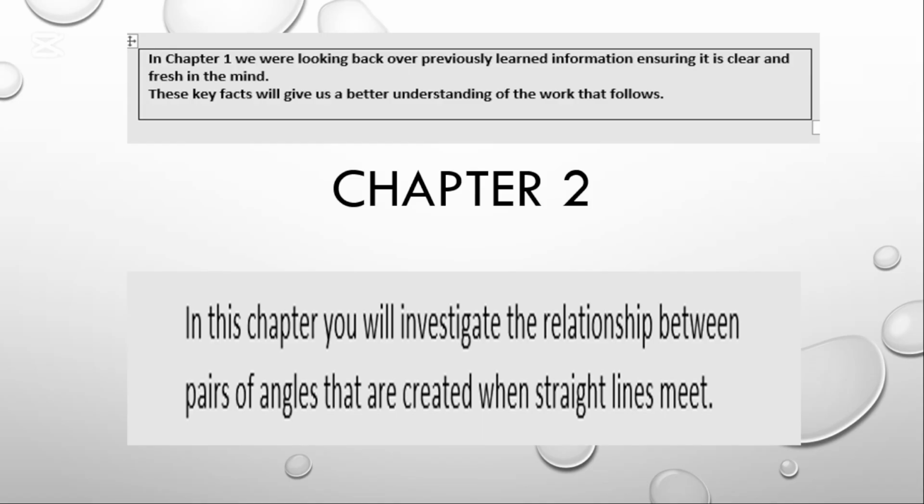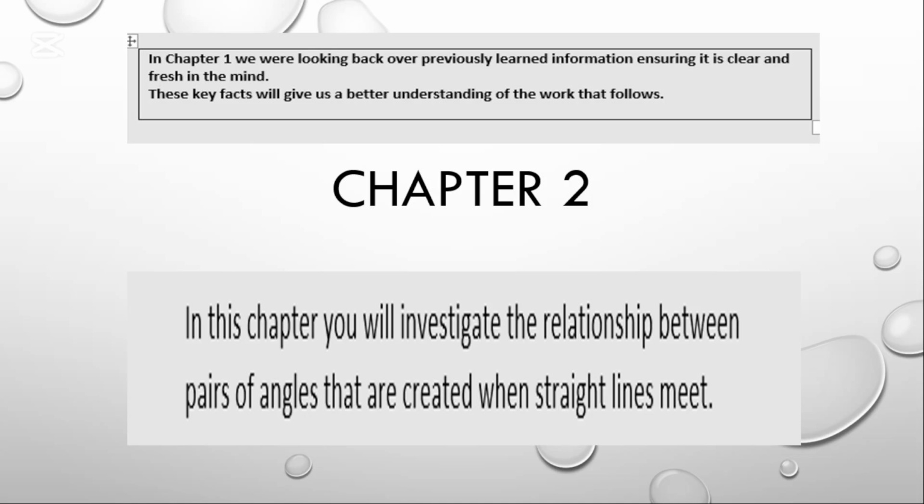Good day, everyone. Once you have mastered the basics in Chapter 1, Lessons 1 to 5, you can build on that knowledge by learning more in Chapter 2. Because in Chapter 1, we were looking back over previously learned information, ensuring it is clear and fresh in the mind. Now, these key facts will give us a better understanding of the work that follows. So, we will continue now with Chapter 2.